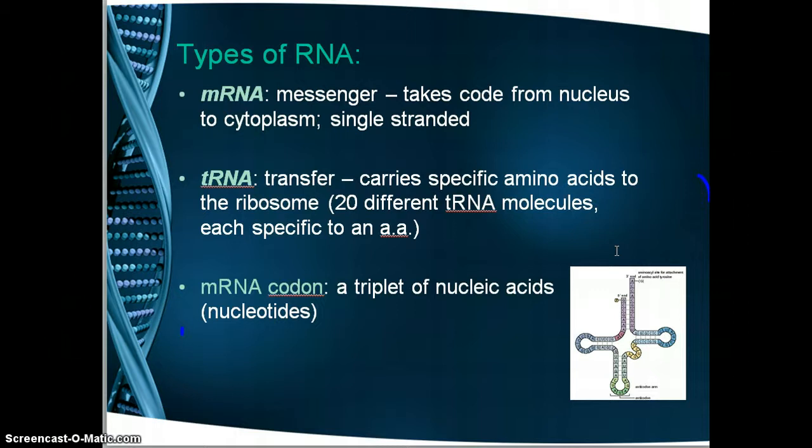And then one other definition here that you need to be familiar with is what is a codon. So when we talk about an mRNA codon, we're talking about a triplet of nucleic acids, okay, or 3 nucleotides, 3 nitrogen bases. So DNA is always read in a group of 3 of the nitrogen bases at a time.